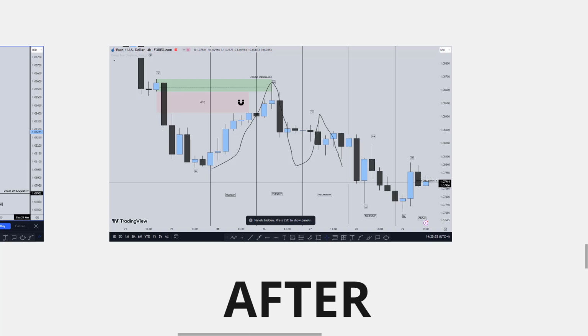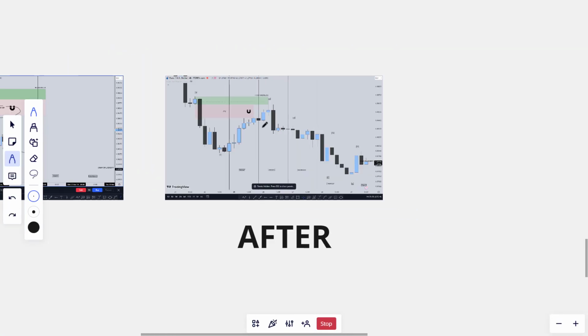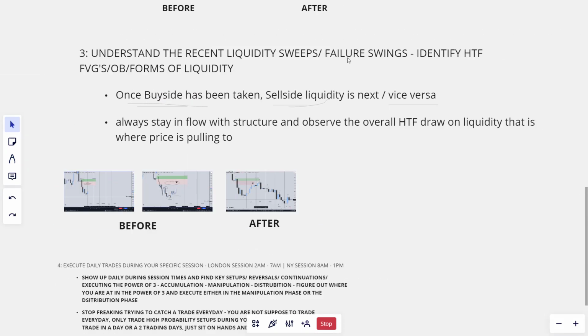We're just expecting price to pull toward our draw on liquidity. So each day we just come into the market looking for sells during each of our sessions. So right here was our third point: understand the recent liquidity sweeps and fair swings, and then identify the higher time frame fair value gaps, order blocks, and forms of liquidity.